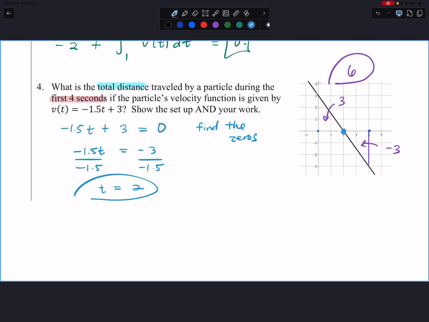I want to make sure we're okay. Is everyone cool with where this came from? Okay, where do we start the time that we're measuring? At time t equals 0, right? So what you would do is you would break this up like this.